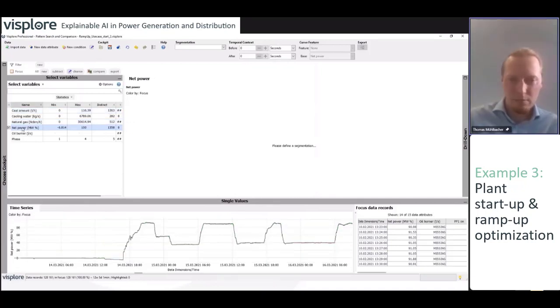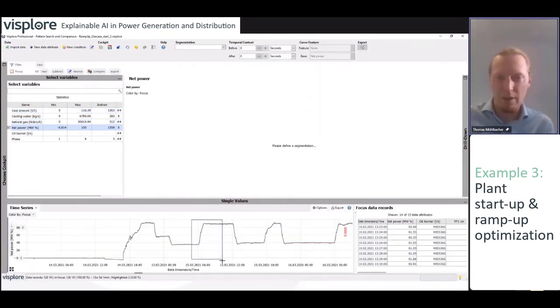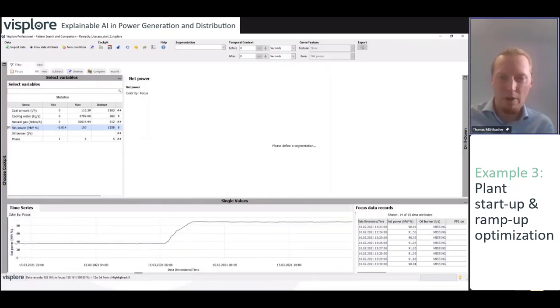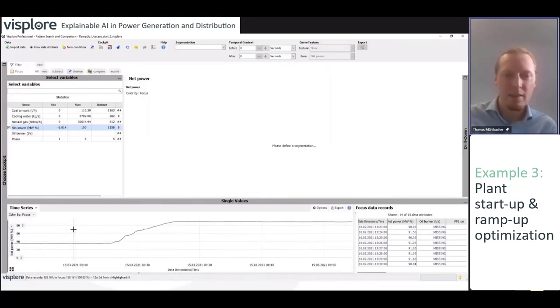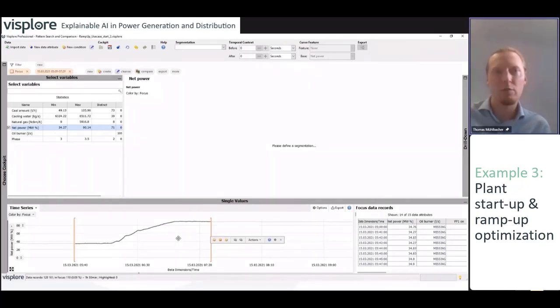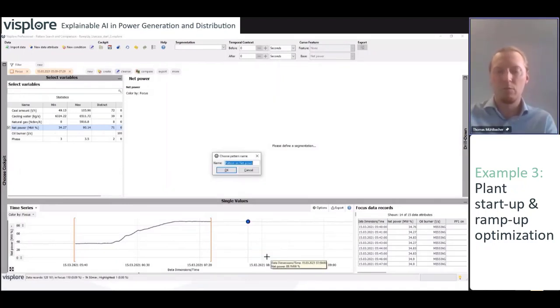So let's focus here on the net power again, on such a ramp up, and then select one example of such a ramp up. And then search for it. Let's call it ramp up.